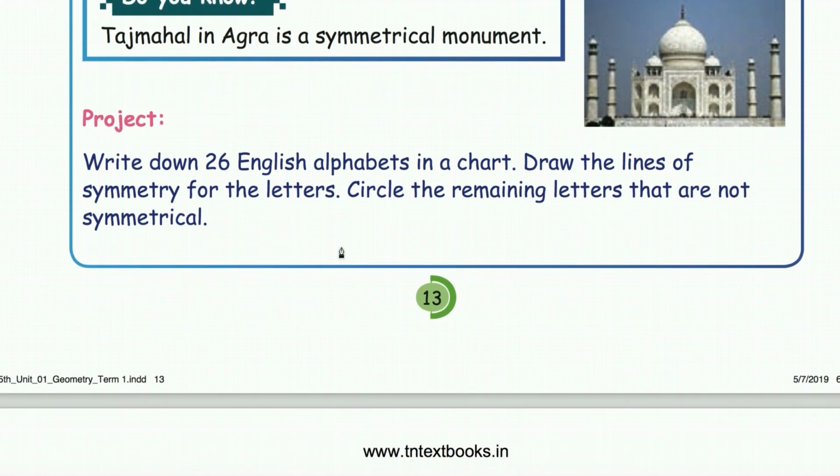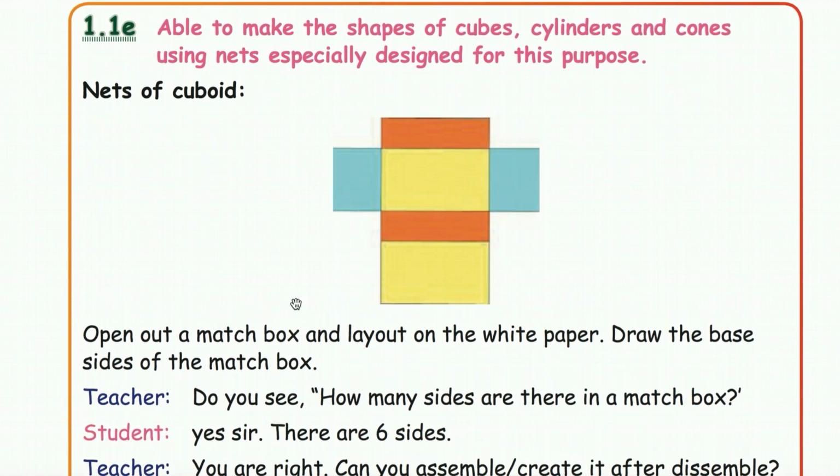Write down the 26 alphabets in a chart. Okay, first make a chart, like that we have to proceed. Draw the lines of symmetry for the letters that you can. Circle the remaining letters that are not symmetrical. Oh, a lot of exercise for you.